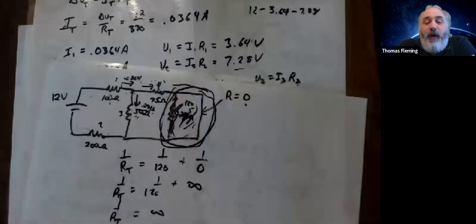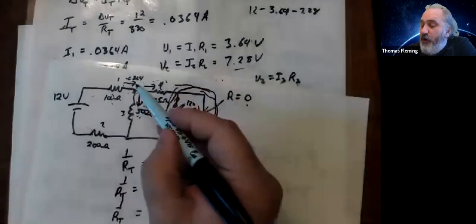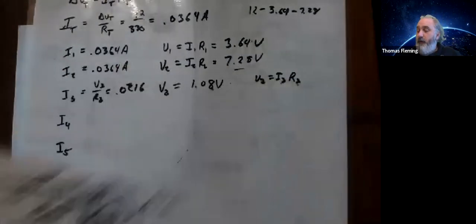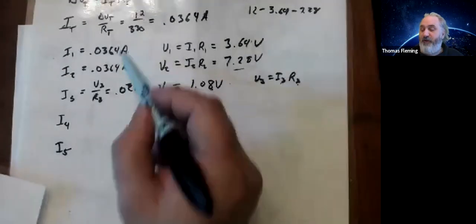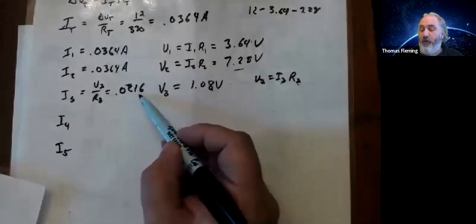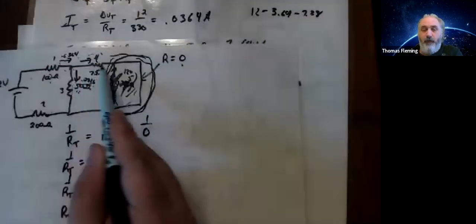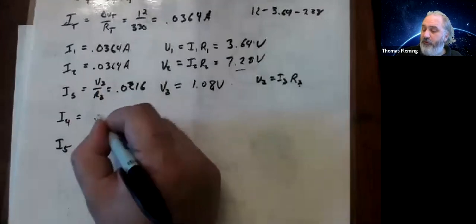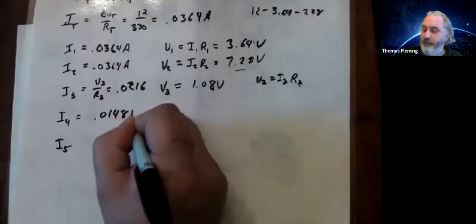Do you do the 12 minus... Well, the first current? Or well, not the 12. That's a voltage. So this current minus this current should equal that current. So I'm taking 0.0364 minus 0.0216, and whatever is left over must be the stuff that went through 4. Okay. Which is when I subtract that out, 0.0148 amps.